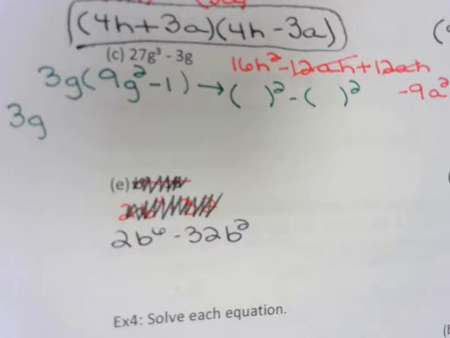Okay, so as I look at this, I want to think to myself, what squared gives the difference of perfect squares?